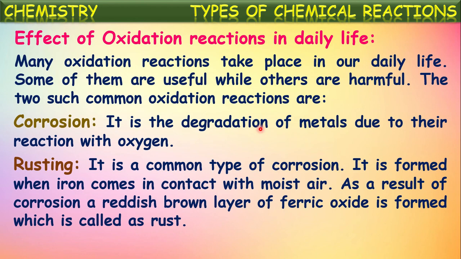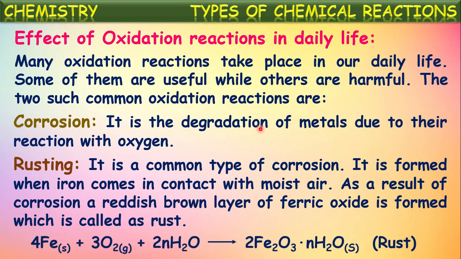As a result of corrosion, a reddish brown layer of ferric oxide is formed, which we commonly call rust. So this iron, on reaction with the atmospheric oxygen in the presence of moisture, forms iron oxide, which we call ferric oxide. This is brownish, reddish brown in color. It forms a thick layer on the iron particles. That is called rust.